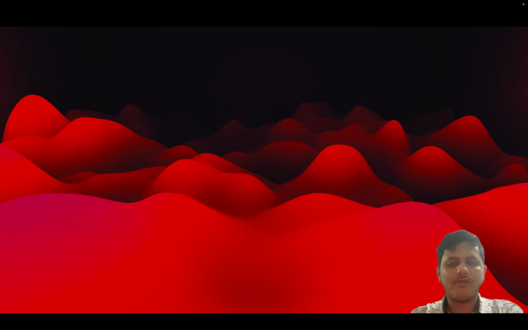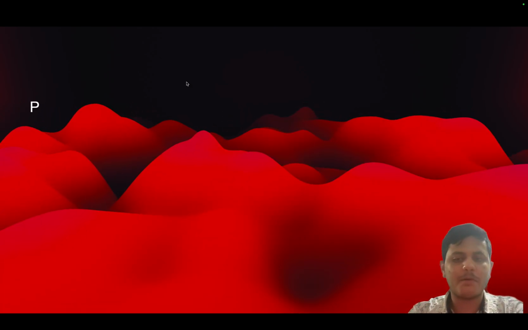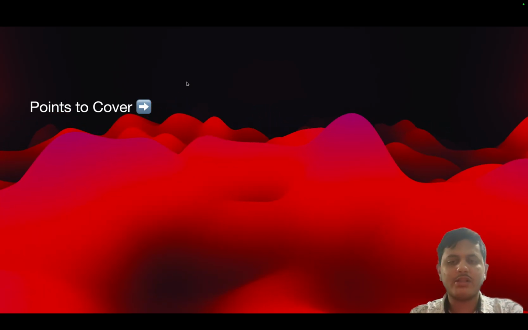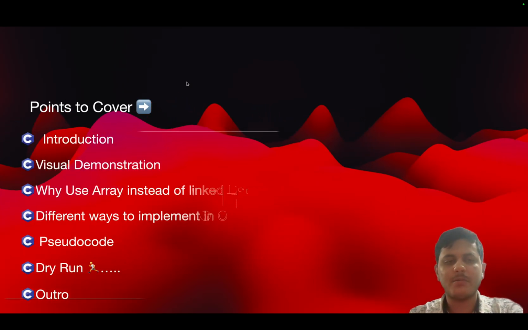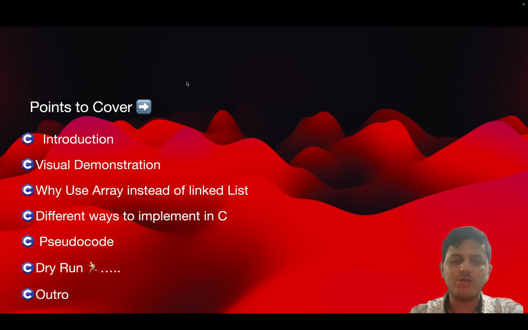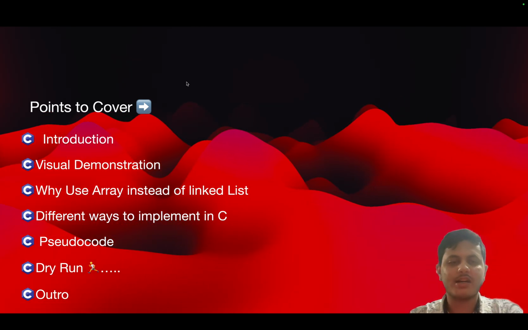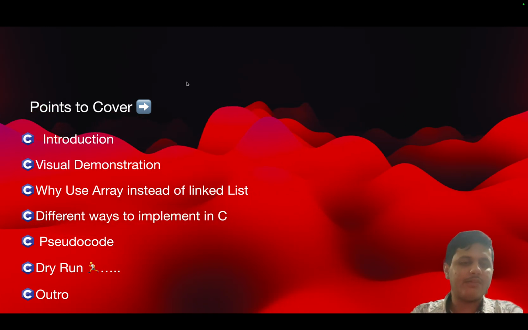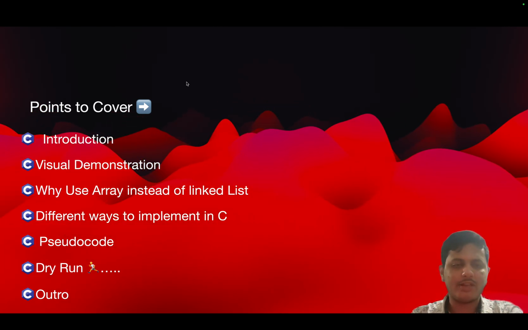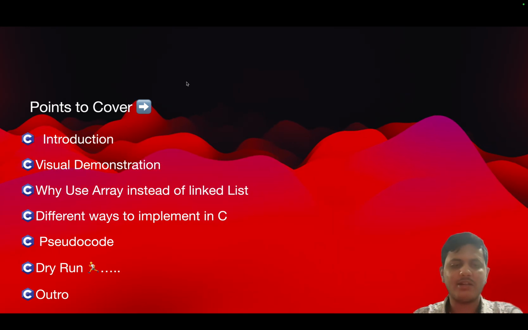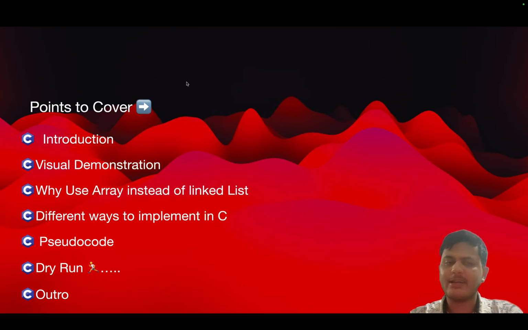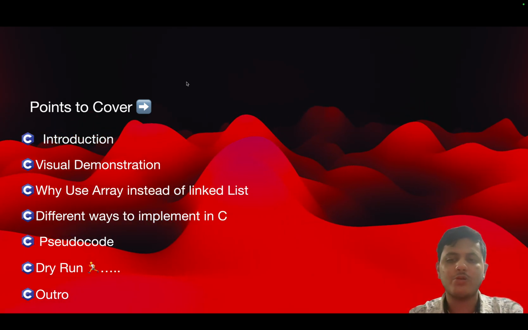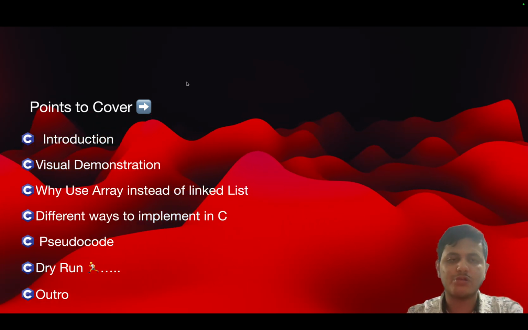In this module, we will be talking about some key topics regarding the algorithm. First, we will start with an introduction. Then we will move on to the visual demonstration. Then we will discuss why we are using arrays instead of linked lists. Then we will talk about the different ways in which we can implement this algorithm in C language. And at last, we will conclude this module with pseudo code and dry running the code, and end this module with an outro.